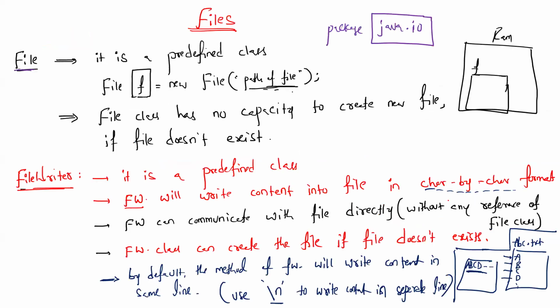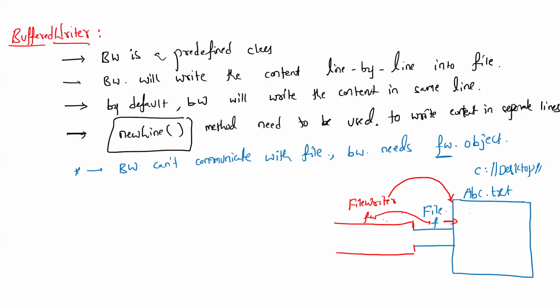Did you observe? File writer can communicate with a file directly, without any reference of the file class also. If you want, we can use a file object. Otherwise, this file writer can communicate with a file directly also. Then on top of this, there is one more predefined class. What is that? Buffer writer.